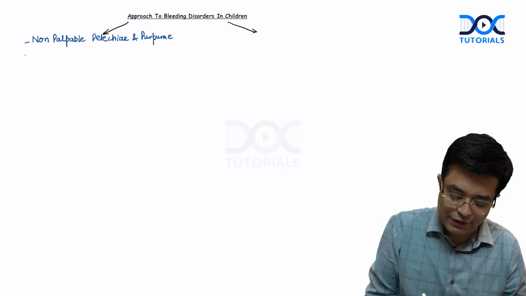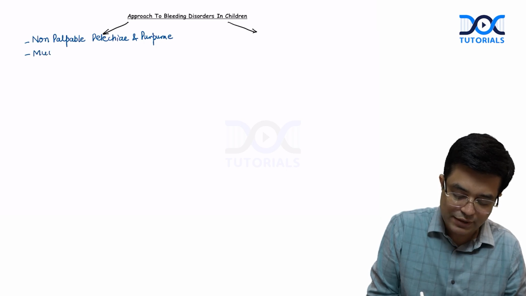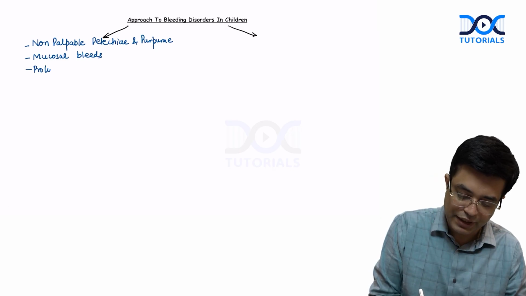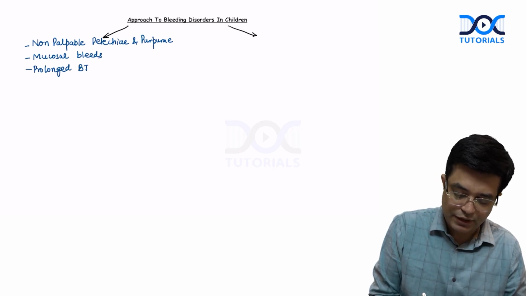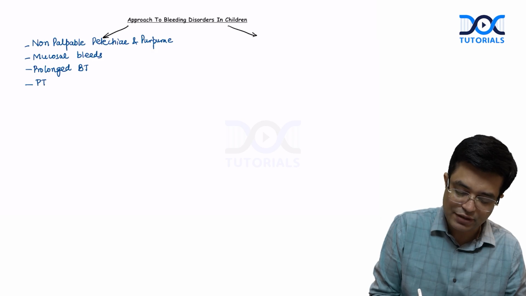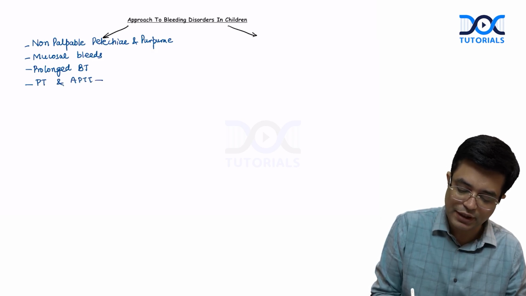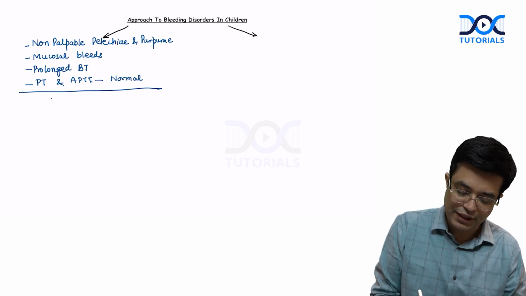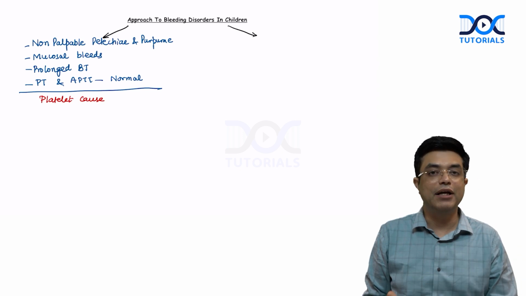Then the examiner will say there is mucosal bleeding. So mucosal bleeding will be there. There will be prolongation of bleeding time. But the coagulation tests like prothrombin time and activated partial thromboplastin time will be normal. If you have a presentation like this, the patient is likely to have a platelet cause of bleeding. So the cause of bleeding is platelet cause.